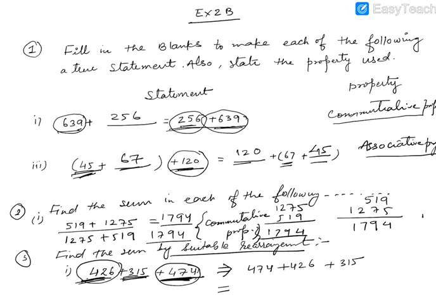And how do we rearrange it? So that it is easy in calculation. 474 and 426, we'll do the mental calculation. 400 plus 400 is 800, 74 plus 26 is 100. So 800 plus 100 is 900, and 900 plus 315 is 1215. So if you add these two whole numbers, it gives 900. So 900 plus 315 is 1215. So this is known as suitable rearrangement.